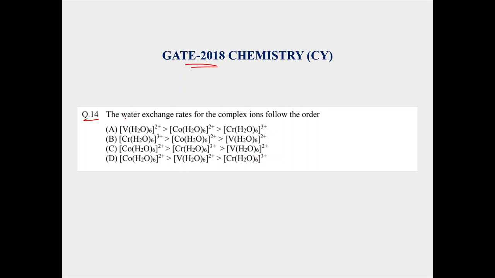The question is, the water exchange rates for the complex ions follow the order. There are three metal complexes given, and all the metals here are transition metals. One is the vanadium aqua complex, vanadium with six water, one is a cobalt complex, and the other one is a chromium complex. We have to find out the water exchange rate for the given complex ions.